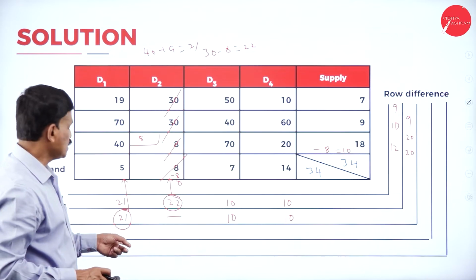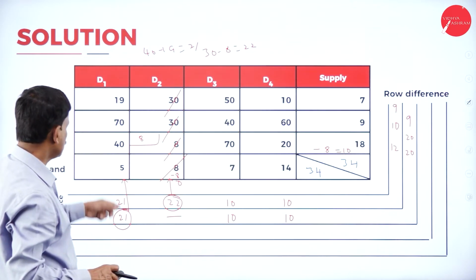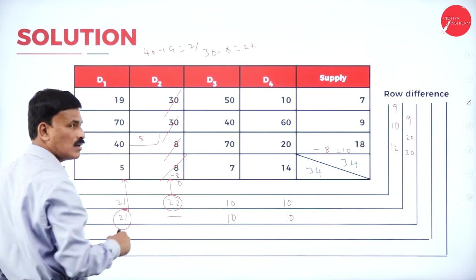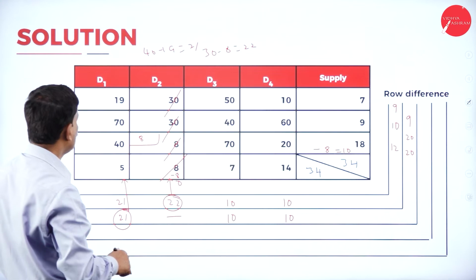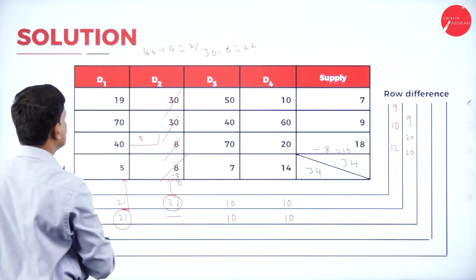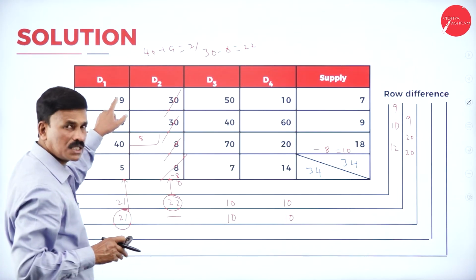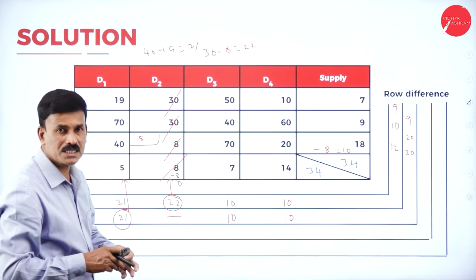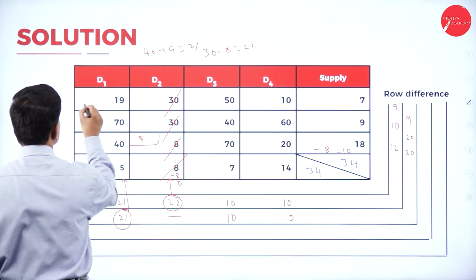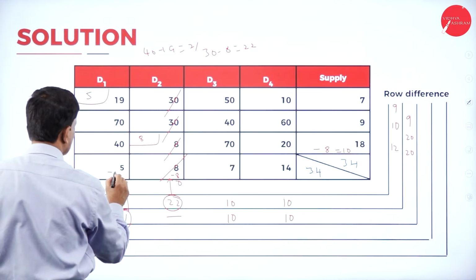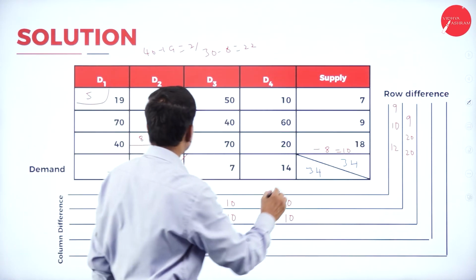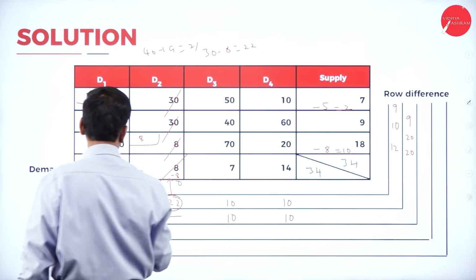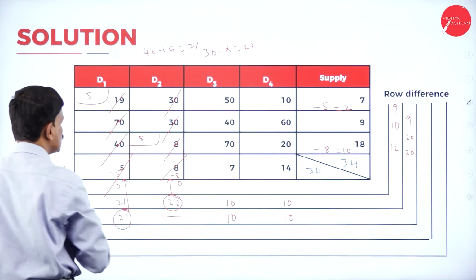So therefore this penalty 21 corresponds to D1. In this particular column, identify the least value. What is the least value? 19 is the least value. Corresponding to this 19, find out the demand and supply. The demand is 5, and the supply is 7. The demand is least, so we can allocate 5 here. This 5 minus 5 becomes 0, and here 7 minus 5 is equal to 2. Once this becomes 0, we can cancel all these elements.